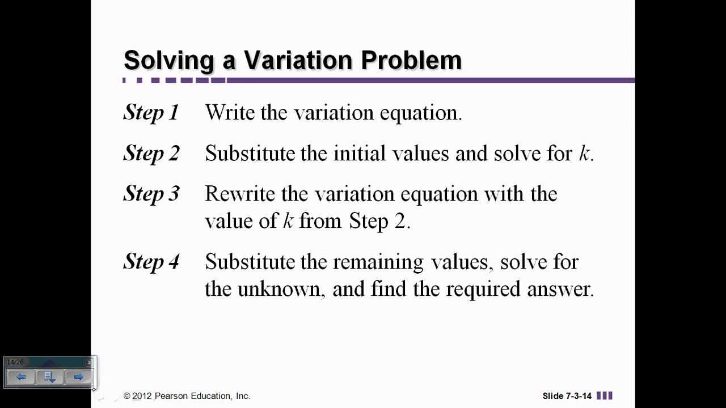So the first step is write the variation equation. So that would always be that equation that we had, y equals k times x. That's what they mean by the variation equation. And then substitute the initial values that you have in there to find the value of k. K is your constant. And then rewrite the variation equation with the new values and the k value, and then solve that problem.